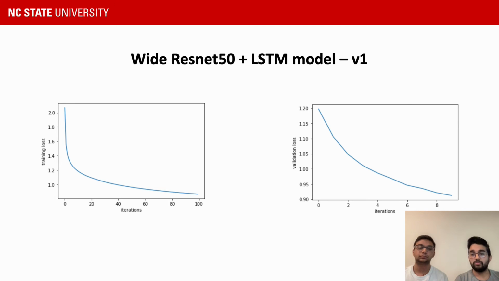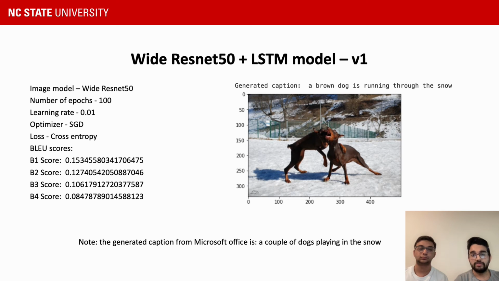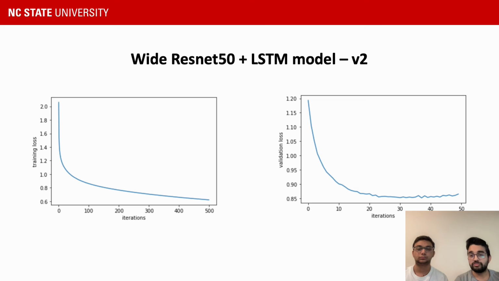So the next model that we used for the image feature vector generation was the wide ResNet 50 model. It also has a very similar learning curve as the ResNet 18 model. And you can see here that the caption generated here is also pretty similar, but the thing is that it has achieved better BLEU scores than the ResNet 18 model. So we decided to stick with the wide ResNet 50 model as our final model that we present here in this project.